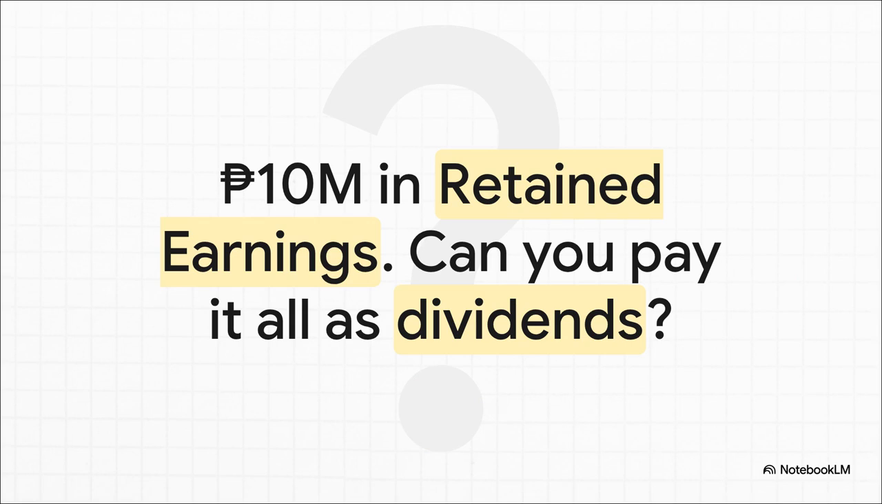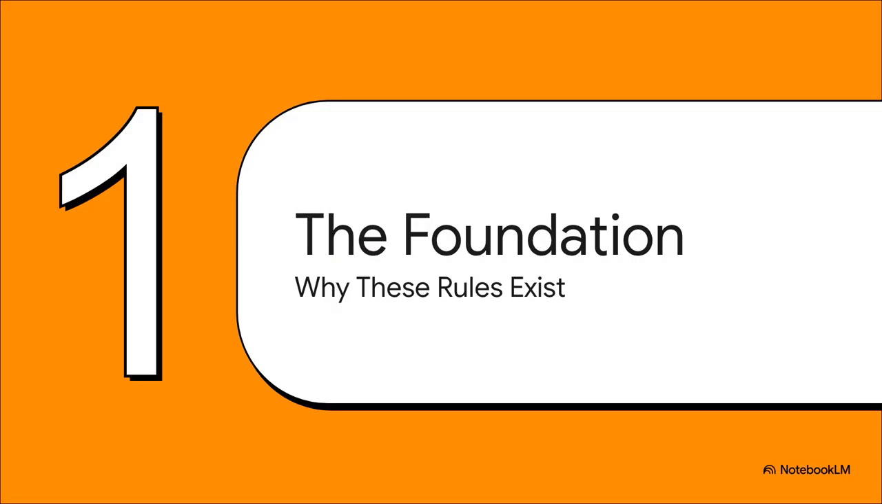You see 10 million pesos in retained earnings on the books. So, can the company just give all that cash away to shareholders? The answer is a hard no, and the secret to acing your exam is knowing exactly why. This isn't just about protecting a company's finances. It's about showing the examiners you understand the core rules that keep companies afloat. So before we even touch a calculator, we have to get the why. Seriously, if you master the why, the how becomes so much easier.